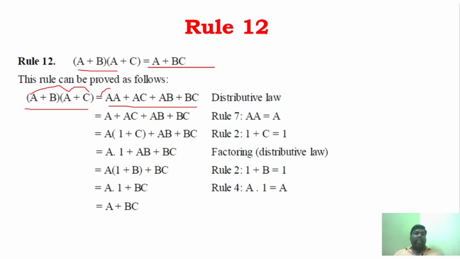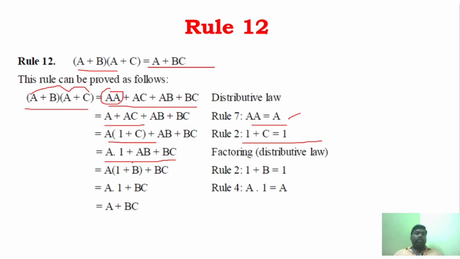According to the distributive law, I am writing it, and instead of A into A, I can write it as A, right? This is rule number 7. So now what can I do? I can take A as common in this expression, so I can write it as A into (1 plus C). And 1 plus C is nothing but 1, correct? 1 plus any variable is 1, and that is according to rule 2. So now the expression becomes A plus AB plus BC, correct?